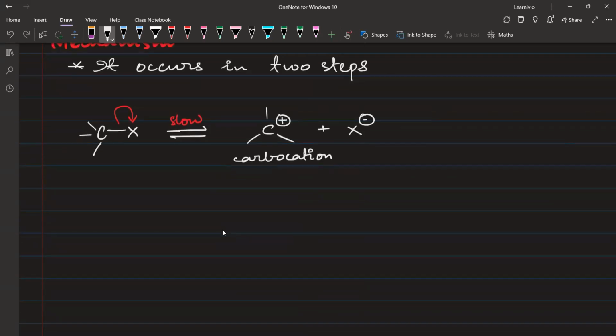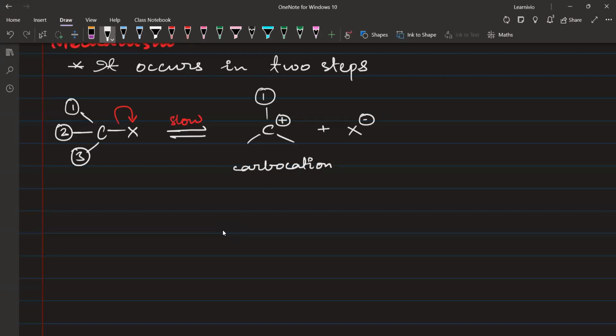So let me do one thing. This is 1, this is 2, this is 3. Okay. And after breaking, we have got this as 1, 2, 3, just to denote the groups that are attached. I'm not labeling any groups, but I have labeled them A, B, C.